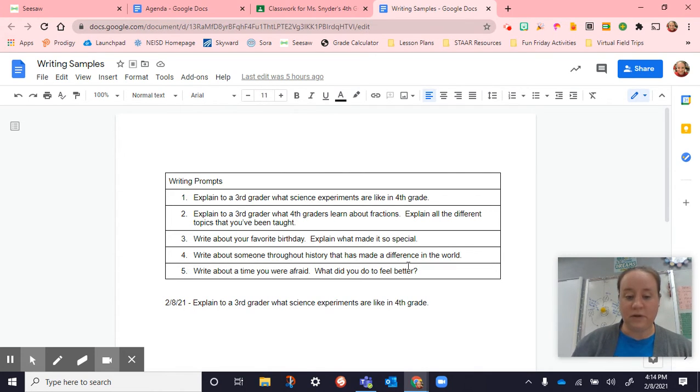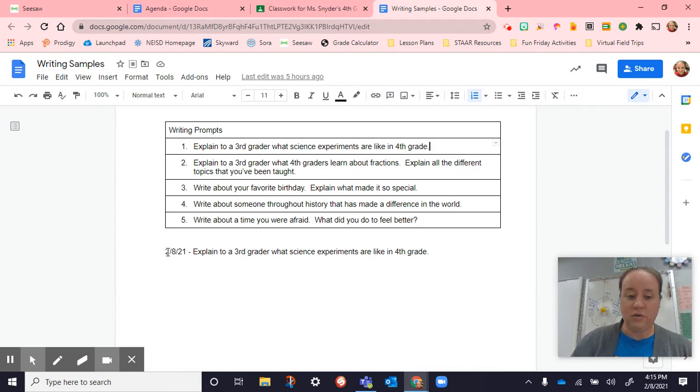So we've got different prompts that we're going to do each day. Today we did this first one. So you're explaining to a third grader what science experiments are like in fourth grade. So write the date, you can just copy and paste the prompt, and then you just start typing into this document. So start off with your introduction, go to your body, go to your conclusion, make sure what you're writing responds to this. What are science experiments? So third grader, they don't know about fourth grade. You teach them what it's like to be in my science class. Okay. So we had that for today.